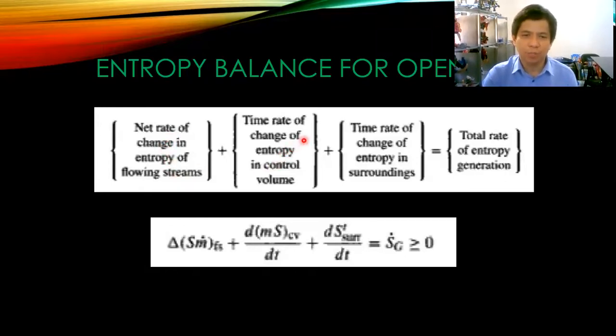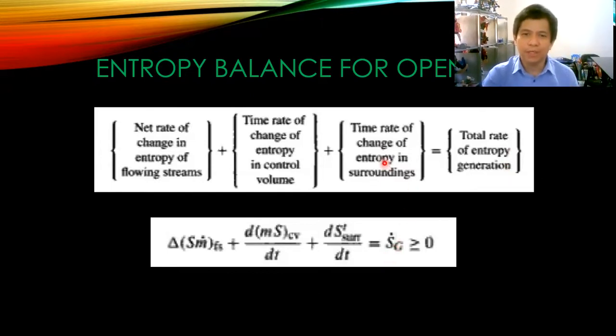Then the second term is the time rate of change of entropy in the control volume. In an open system that is not in steady state, the entropy in the control volume, or in the tank, is changing as time passes by. So the second term represents the change in entropy. And then the third term is the time rate of change of entropy in the surrounding, the delta S surrounding. Generally, our assumption for the surrounding, like in physical chemistry, is that the temperature is constant. Later you will find out that this is just equal to Q divided by T. The sum of all these three is equal to the total rate of entropy generation, or S G dot.